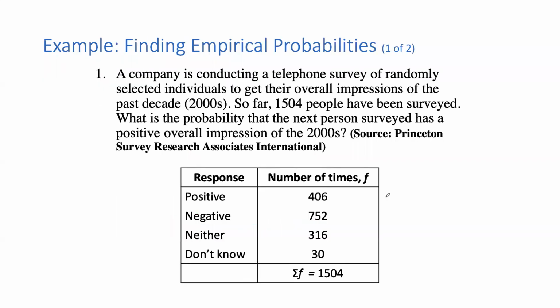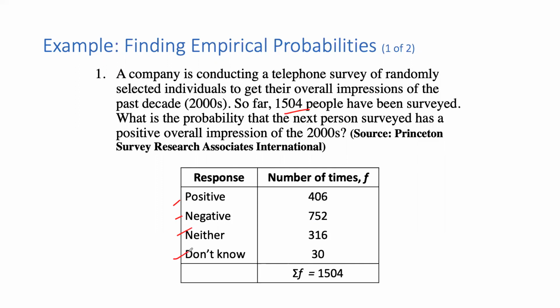Okay, so what does this mean? Suppose we have a company conducting a telephone survey. So far we've talked to 1,504 people, and we've asked them: what do you think about the 2000s, the past decade? What is your view about it? We give them four options. They could say they have a positive view, a negative view, neither positive nor negative, or they can simply say, I don't know.